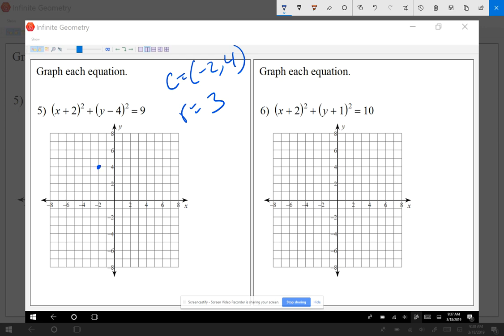Center is right there. Now from the center, since the radius is 3, I'm going to go 3 up, 3 down, 3 to the right, 3 to the left. From the center, I went 3 each way. So that kind of gives me an idea where the circle goes. And then I'm just going to graph my circle the best that I can. And that's it. I'm not going to grade you on it looking like an egg. Just be close, though. Don't be way off.